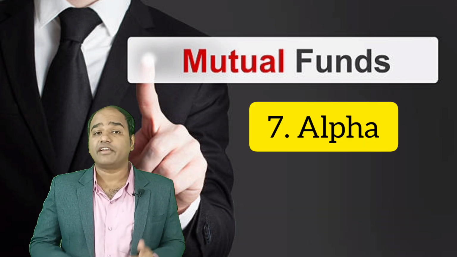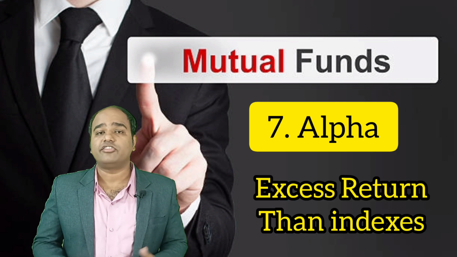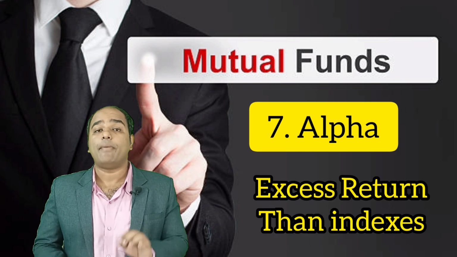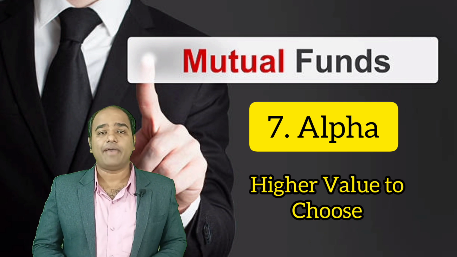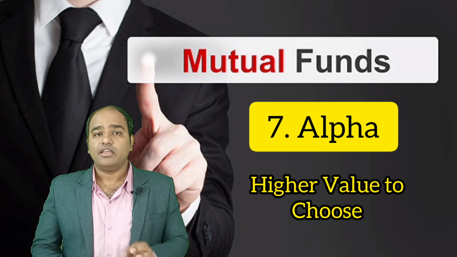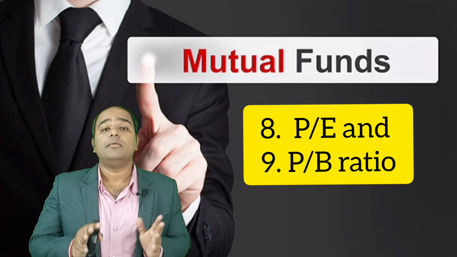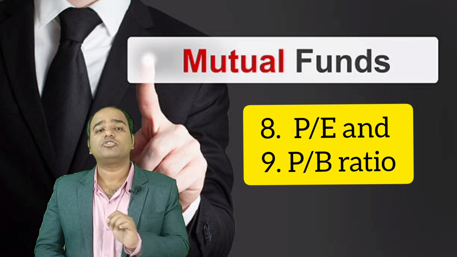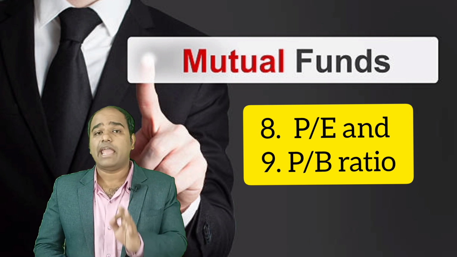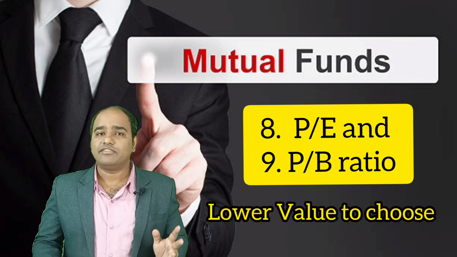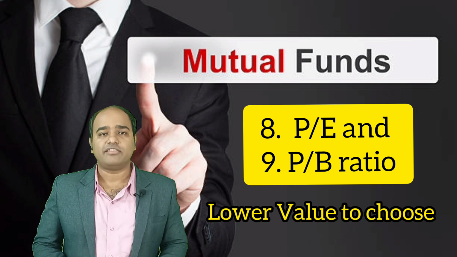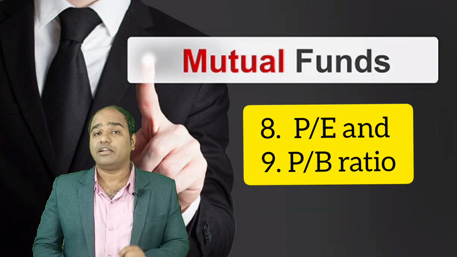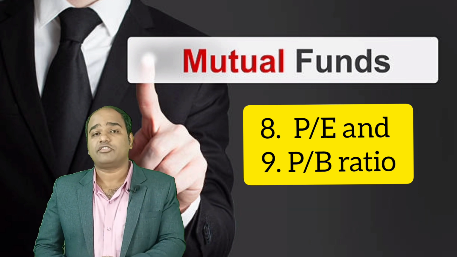The seventh indicator is alpha, that shows the excess return of the fund compared to the benchmark index. The higher the value, the better the fund. Eighth and ninth indicators are PE and PB ratio. Almost everybody knows what PE and PB ratios are. The lower the value, the cheaper the fund is to purchase. Relatively, a lower value fund should always be the best purchase in this case.